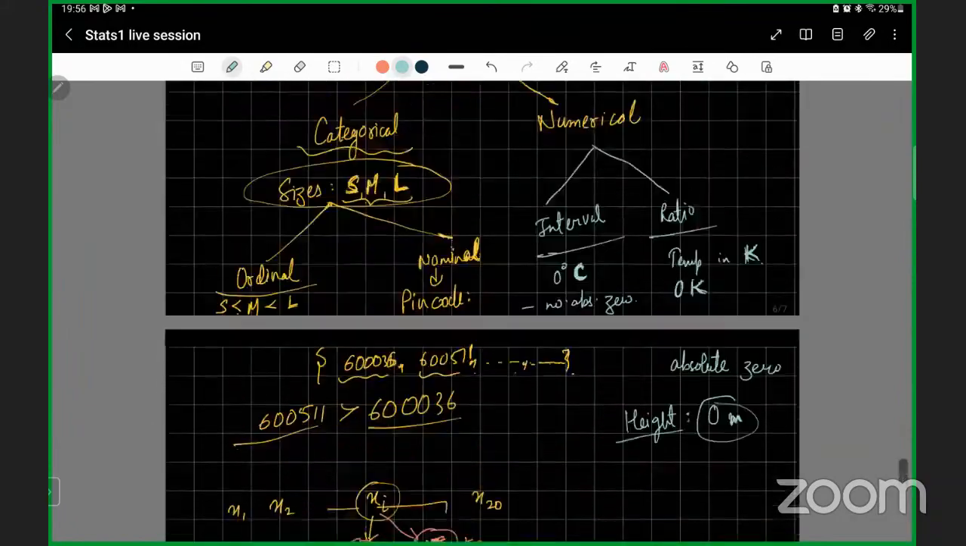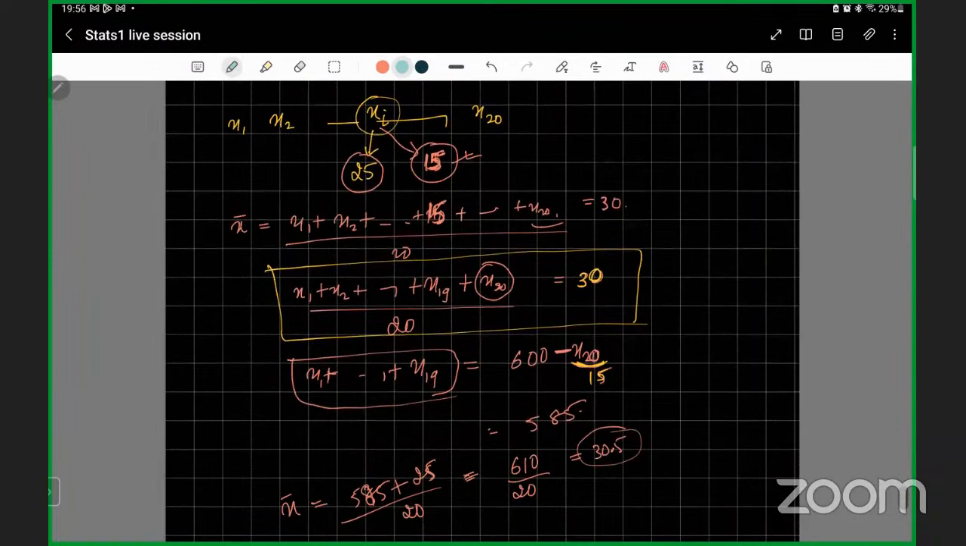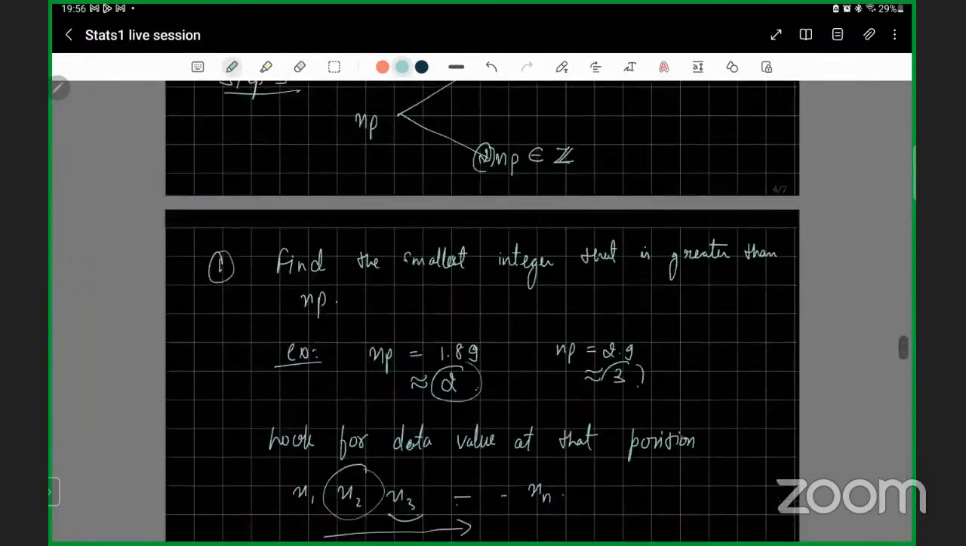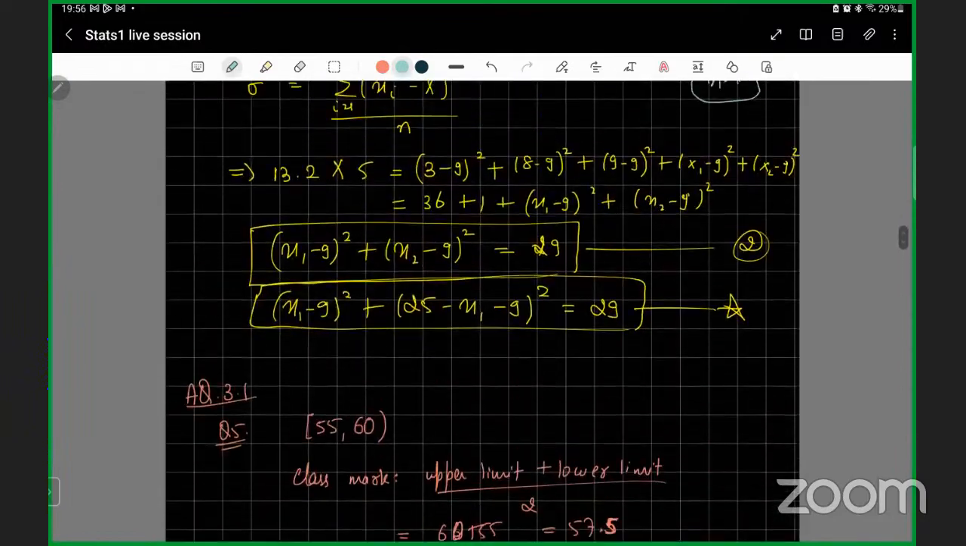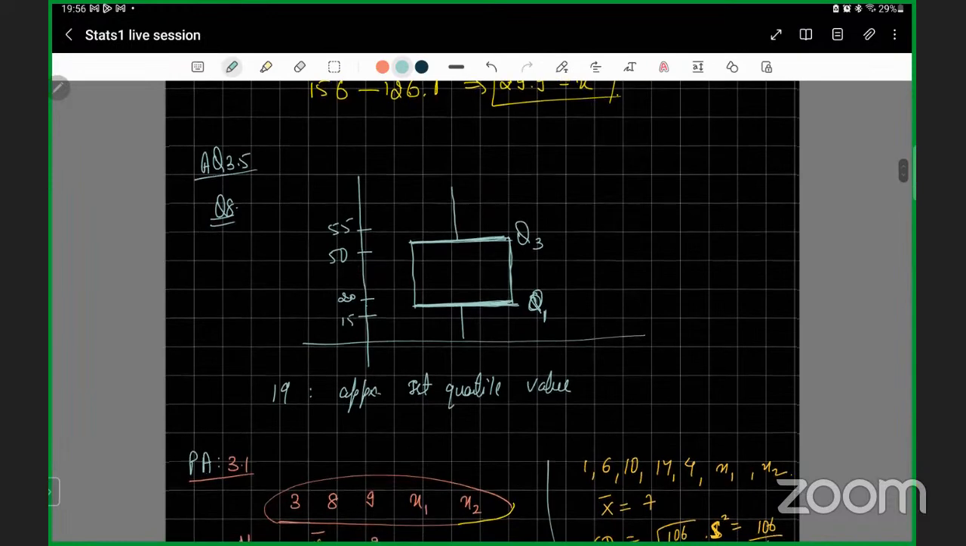Excuse me, ma'am. I have a problem in activity question 3.5. There is a graph and I am unable to read this graph correctly. I think I have discussed that. Well, tell me what is the doubt here? I'm unable to read the graph correctly.